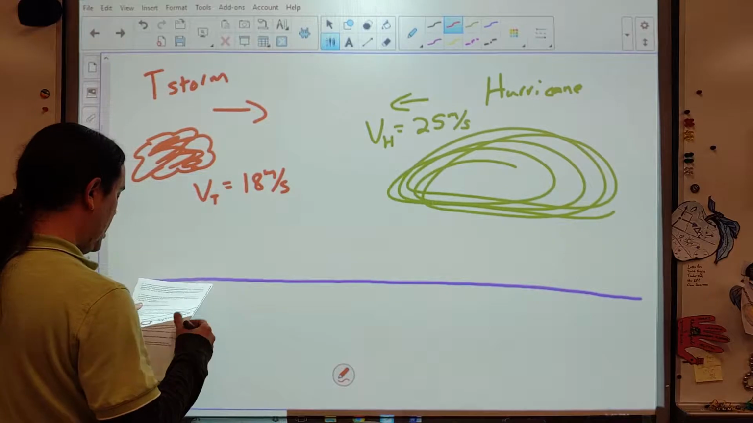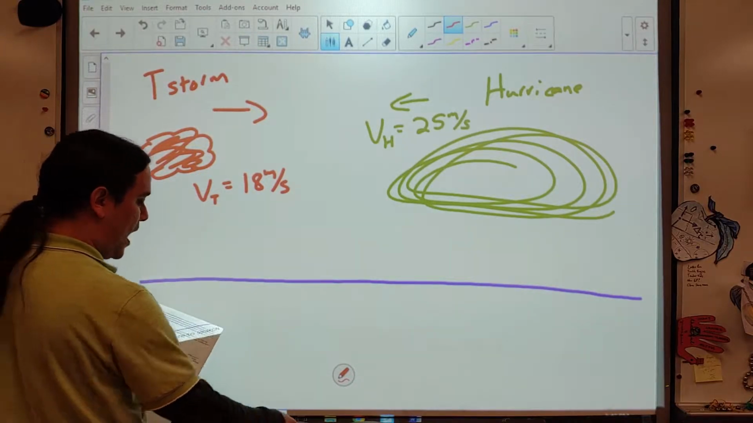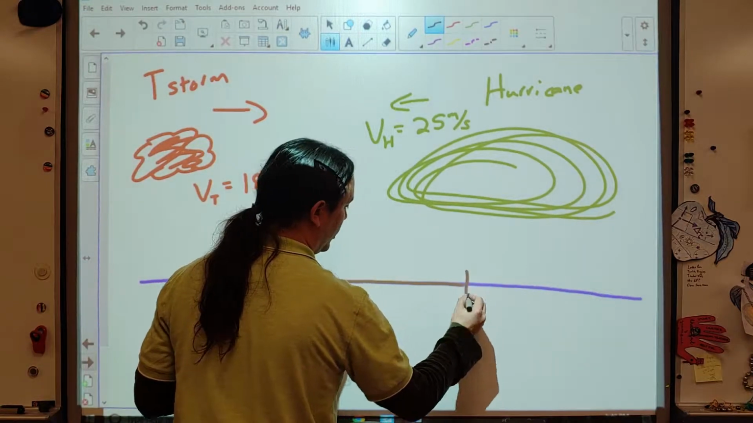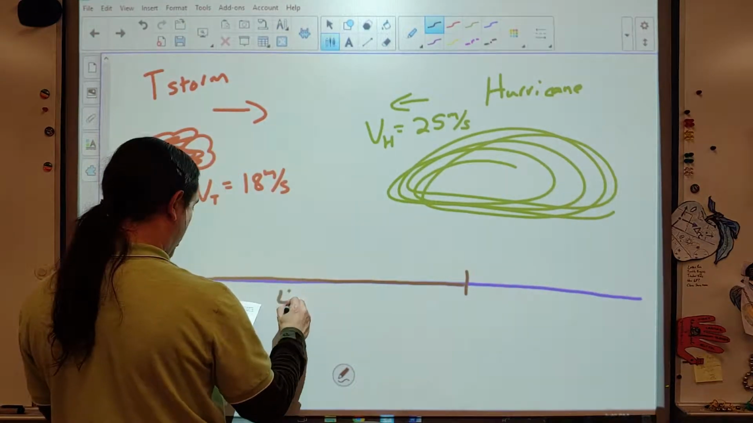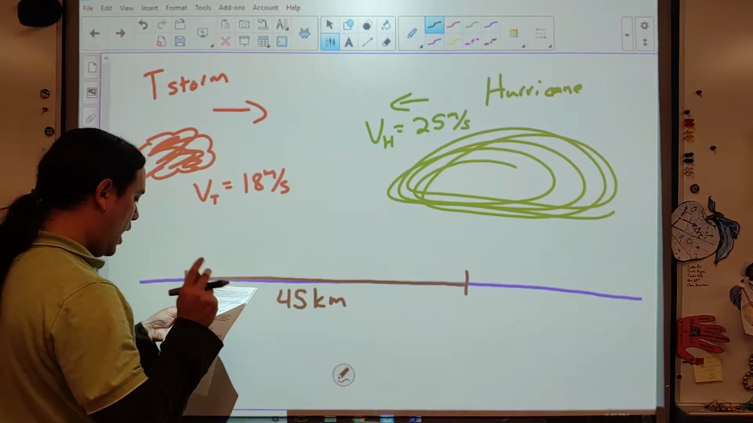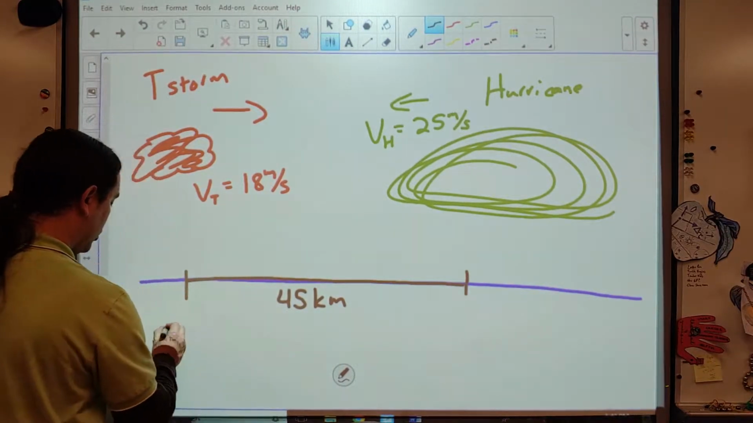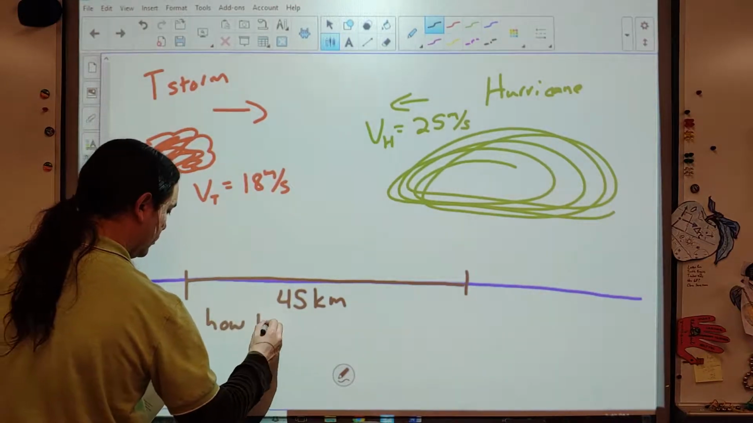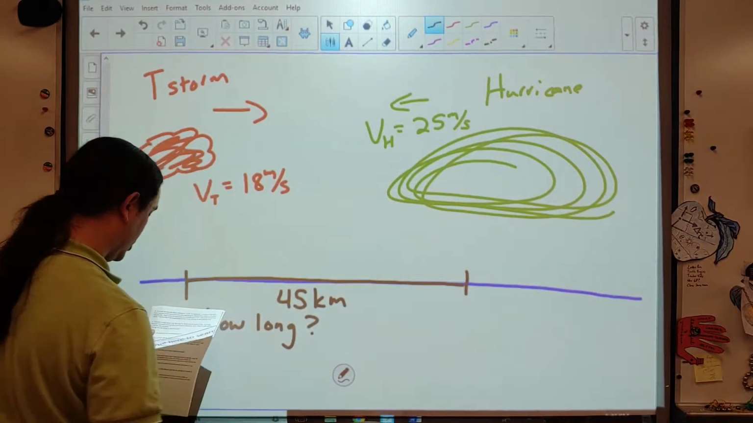If the two weather patterns are 45 kilometers apart, so this one starts here, and we go over here, we say that they start off 45 kilometers away from each other. I have two questions. A, how long will it take until they reach one another?